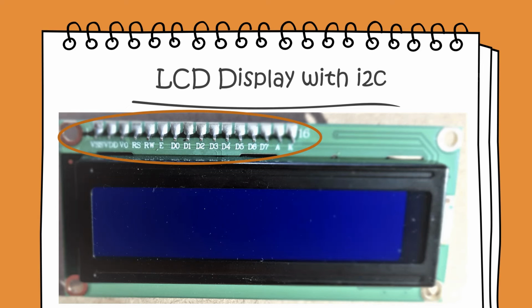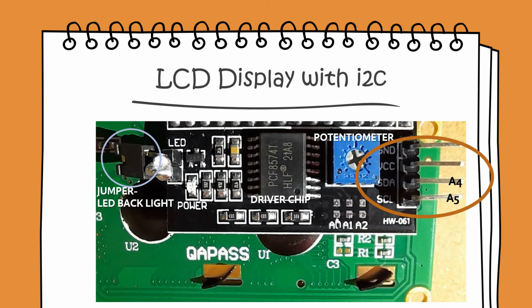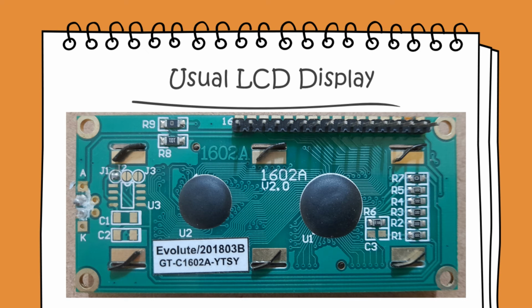So here's an LCD display with I2C. At first glance, it doesn't seem to be anything great because the number of terminals on the top is exactly the same. But when you flip it over, you realize that there's a big difference. First, there's a potentiometer which you can vary to adjust the screen contrast. If you were to look at the conventional LCD, then there's no potentiometer here, and we had to connect a potentiometer separately to be able to adjust this contrast.